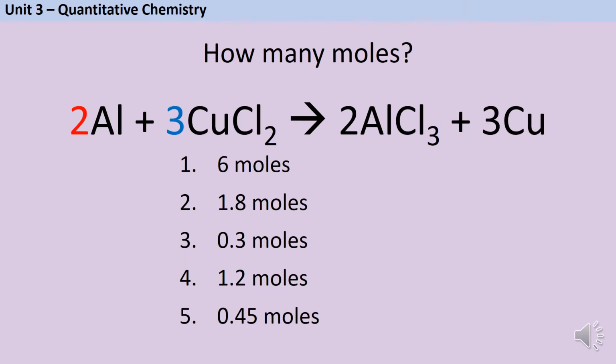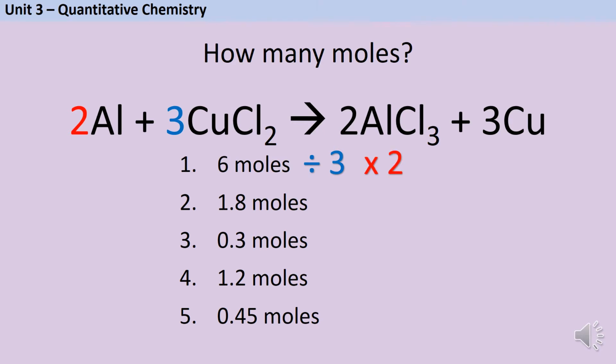Here are some questions that might feel a little bit trickier because we now have 2 coefficients to worry about. So for every 3 moles of copper chloride, I only have 2 moles of aluminium. Really, I'm trying to work out 2/3, but the way that I do this is I divide by the coefficient of the substance I have. So I'm going to divide by 3, and then I multiply by the coefficient of the substance I'm trying to work out. So I multiply by 2.